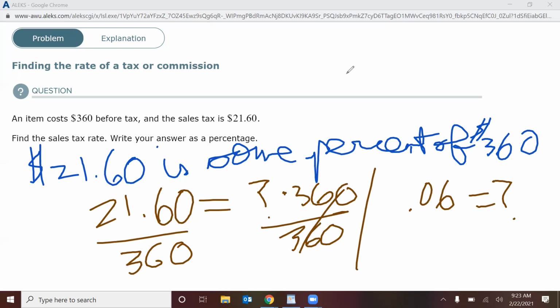Now, the question did say, write your answer as a percentage, because that's just what you usually do when you're talking about tax rates. So to take a decimal, turn it back into a percent, we take the decimal point and move it to the right 2 decimal places. And we get 6%, which is the current tax rate in Idaho.